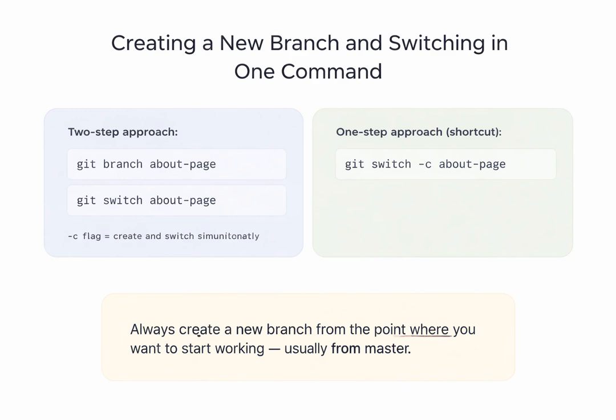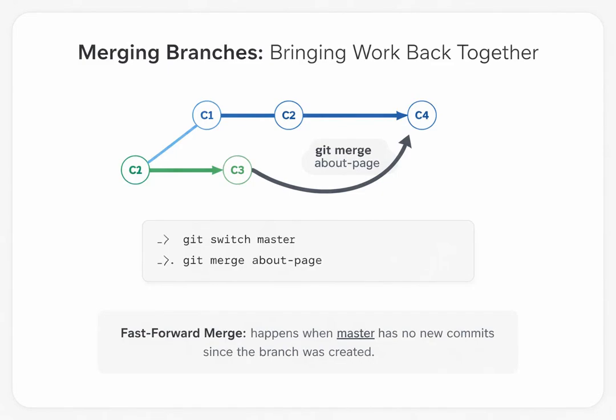Instead of running git branch about page and then git switch about page separately, you can combine them into one command, git switch -c about page. The -c flag tells Git to create the branch and immediately switch to it. This is a handy shortcut you'll use often. And remember, always create your new branch from the correct starting point. If you're adding a new feature, you typically want to branch off from master, so your feature branch starts with the latest stable code.